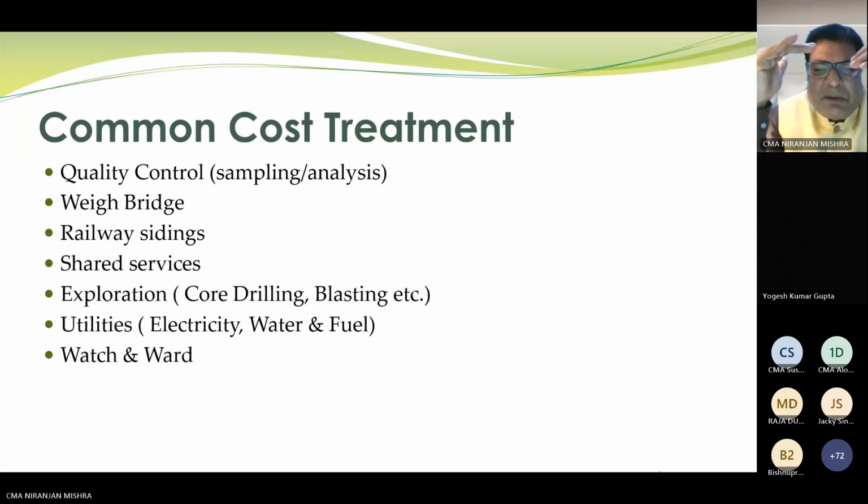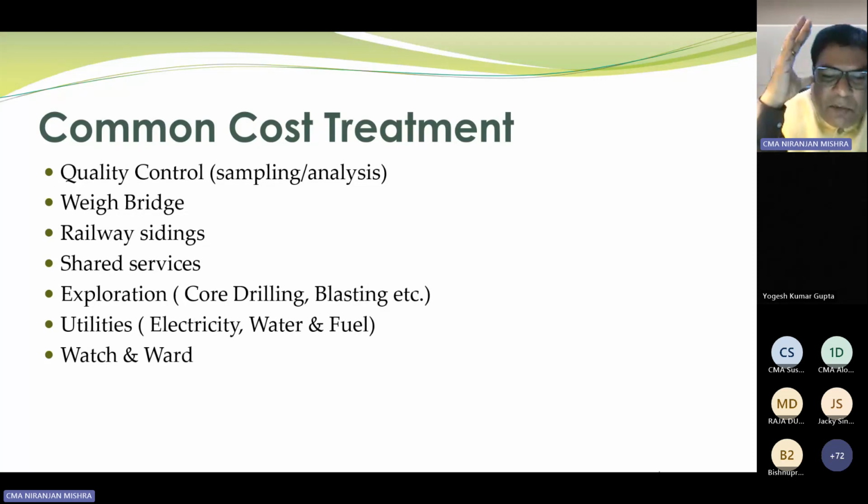and this exploration will continue. The exploration cost is for 3 to 4 years, because this type of exploration is done once in 3 to 4 years. Most of the companies are booking the exploration cost in 1 year.